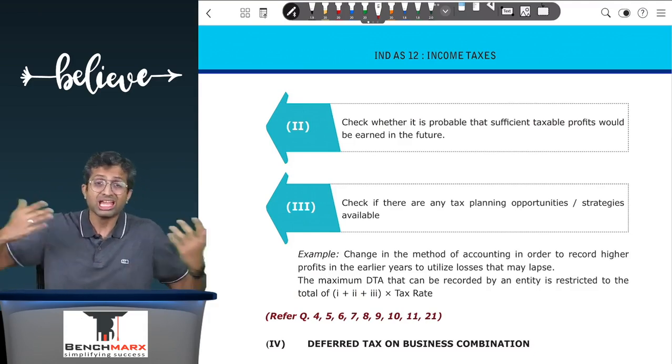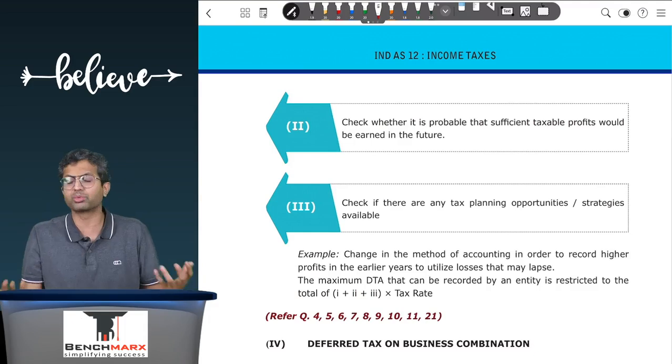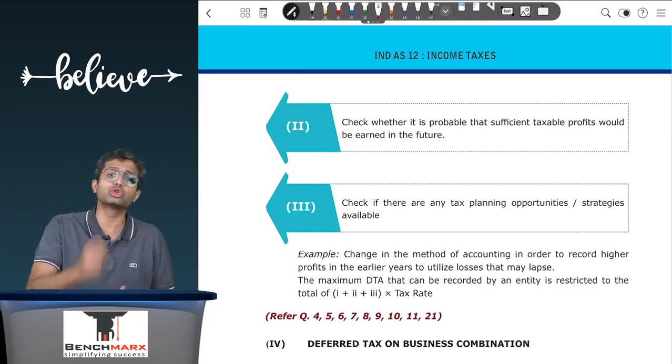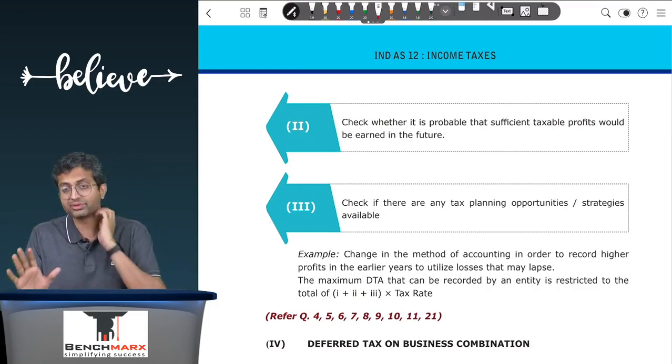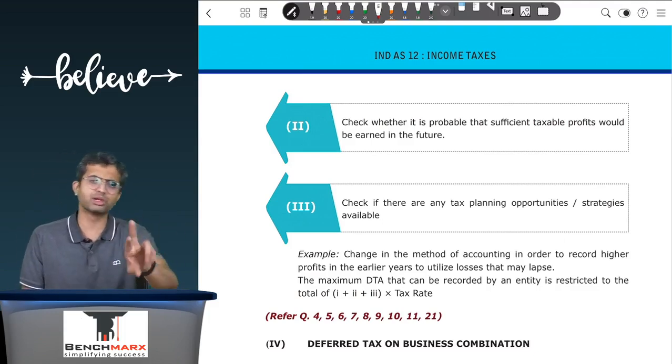in the future years. If you don't foresee a profit in your company, you are in a downward trajectory, you don't even foresee a profit, in which case how can you tell the world that this is going to help you in reducing your tax outflow? You are not going to pay any tax in the first place. So there has to be sufficient taxable profits against which these deductible temporary differences can be utilized.